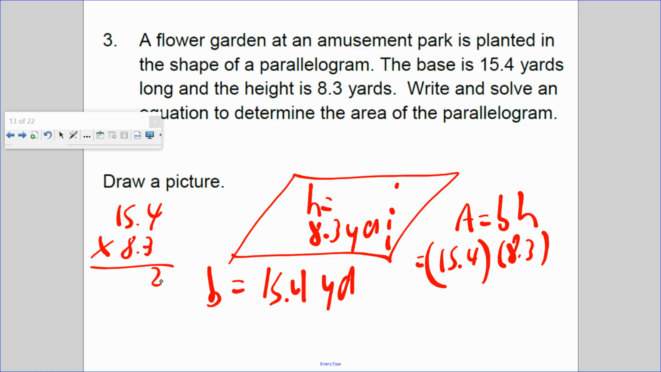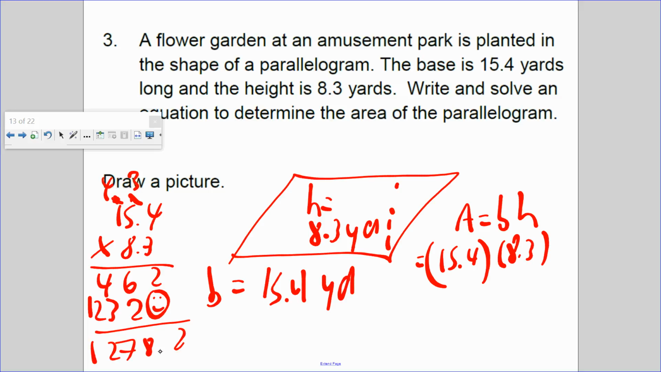3 times 4 is 12, carry the 1. 3 times 5 is 15, plus 1 is 16, carry the 1. 3 times 1 is 3, plus 1 is 4. Placeholder. 8 times 4 is 32, carry the 3. 8 times 5 is 40 plus 3 is 43. Carry the 4. 8 times 1 is 8 plus 4 is 12. If I add this up, I get 12782.